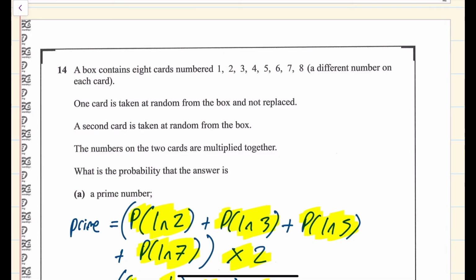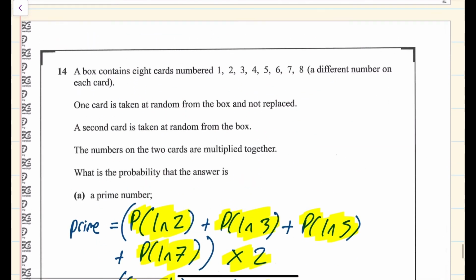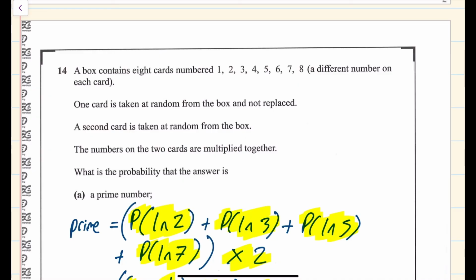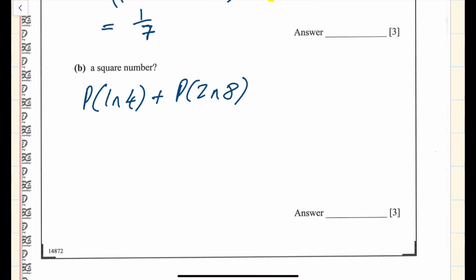Yep, 25 is a square number, but you can't do 5 and 5 because the 5 doesn't go back in. 1 is a square number, but you can't do 1 and 1 because the 1 doesn't go back in. And you can't do 9 because you'd need 3 and 3. Yep, that's it. So 1 and 4, but you could also do them the other way around, remember? So you could pull out a 4 first and then a 1, or an 8 first and then a 2.